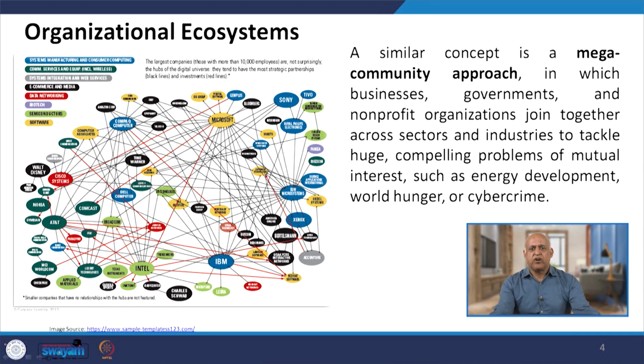A similar concept is the mega community approach, in which businesses, governments, and non-profit organizations join together across sectors and industries to tackle huge compelling problems of mutual interest, such as energy development, world hunger, or cybercrime. The nature of industry is that all organizations have common problems. Suppose you are talking about the textile industry; these textile organizations have common problems. With a mega community approach, all the stakeholders, especially the companies or industries, the government, and the NGOs, work together to solve that particular problem.